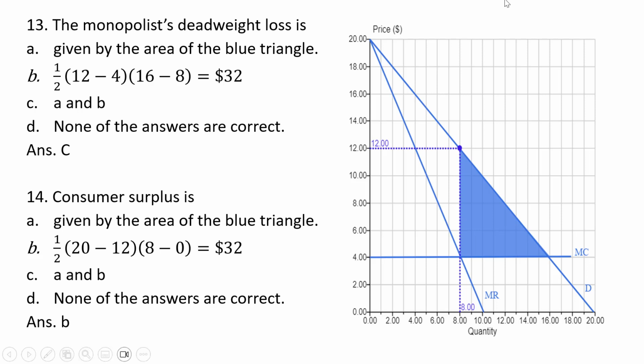Consumer surplus is going to be this triangle above here that I'm outlining with my mouse. 1/2 base times height. So 1/2, 20 minus 12, all multiplied by 8, or 8 minus 0. So consumer surplus in this example is $32. And the correct answer here is going to be just answer B.